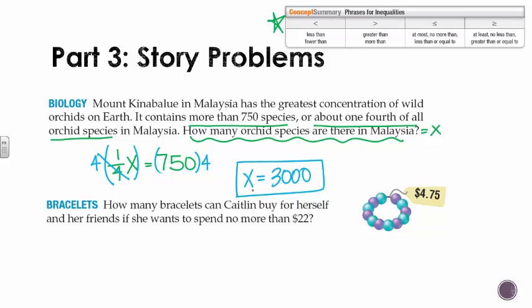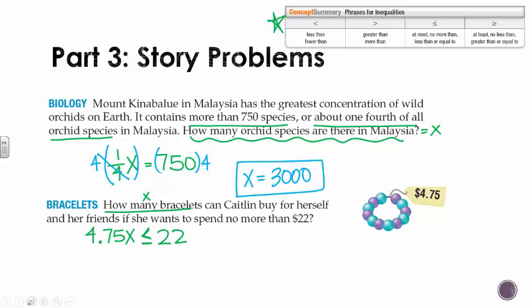How many bracelets can Caitlin buy for herself and her friends if she wants to spend no more than $22? So each bracelet costs $4.75. I don't know how many bracelets she's buying, so that'll be our x. So if she buys one of them, it'd be $4.75 times 1. 2 of them, I'd multiply by 2. But no more than 22 means instead of these equal signs here, she wants to spend less than that. She is okay with spending exactly 22, so we're going to put the equal sign on there.